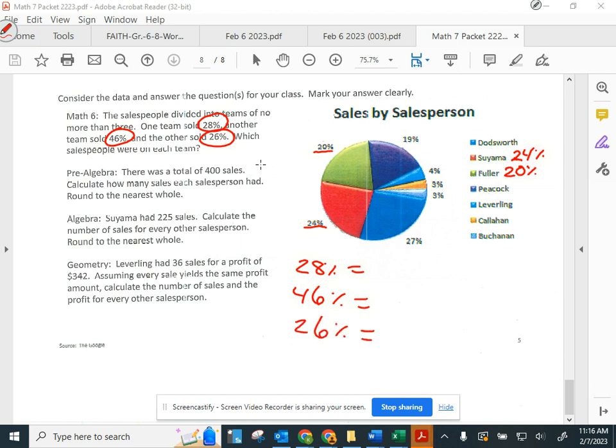And you're going to tell me who's on which team because you're going to add those percentages together equally. So all people are used. No team has more than 3 people. And you're just going to write out who is on each team. Jillian. Is Dodsworth 4% or 27%? I can't tell. 27. So Dodsworth, that blue, because those blues are really close in color. The Dodsworth is this one right here, that blue. That's a good question.